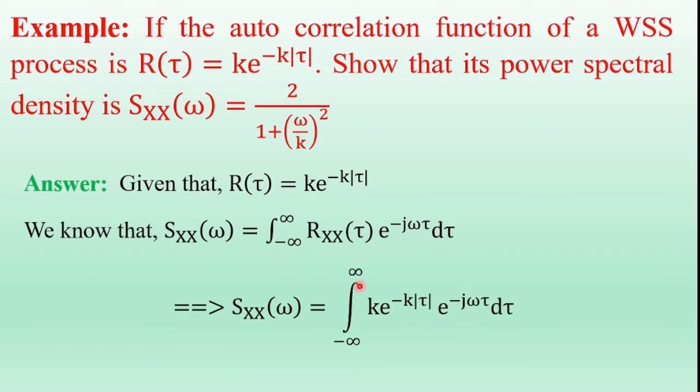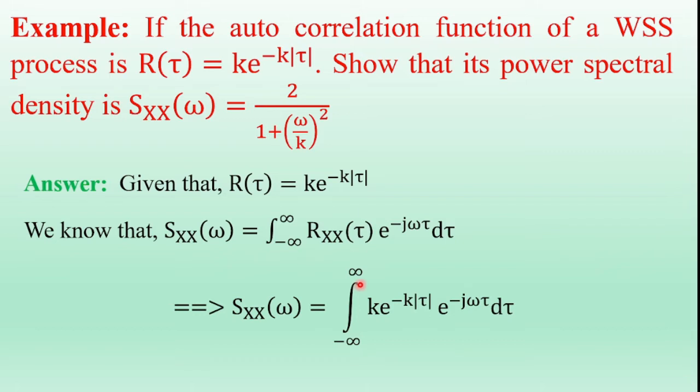Here, the range of the integration is minus infinity to plus infinity. Mod tau means plus or minus: for tau greater than 0, mod tau is equal to tau, and for tau less than 0, mod tau is equal to minus tau.